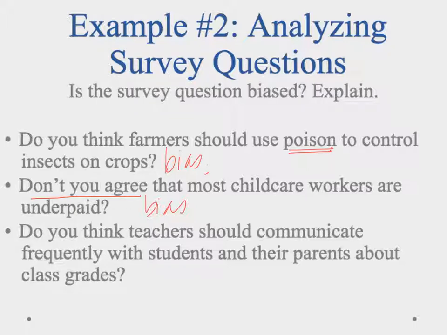And then the last question says, do you think teachers should communicate frequently with students and their parents about class grades? In this case, even though it may not seem like it, there is bias here because they are asking, should teachers communicate frequently with students and their parents about class grades? It's the fact that it's students and also parents. If you just asked about one versus the other, or asked in two separate questions, then it would not be considered a biased question.